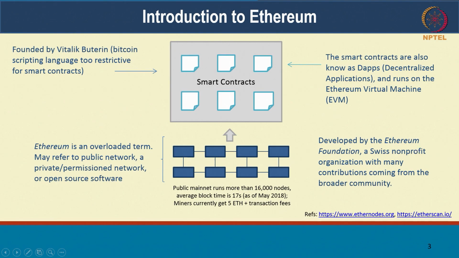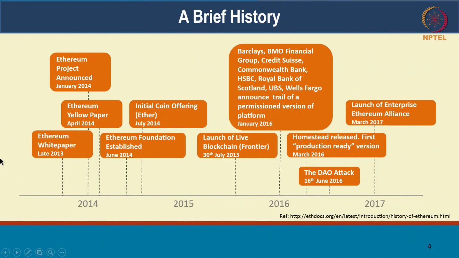Ethereum is being developed by the Ethereum Foundation, which is a Swiss non-profit organization, but it has contributions coming from a much broader community. There's a big community behind Ethereum that's contributing to the code. Now, a very brief history of how Ethereum has evolved. The Ethereum white paper came out in late 2013, and the project itself was announced in 2014. Then a yellow paper with more details came out in mid-2014. Then the Ethereum Foundation was established, and in July 2014 was the first initial coin offering.